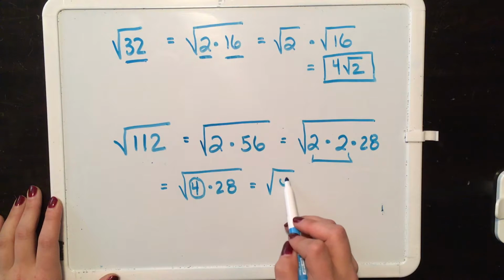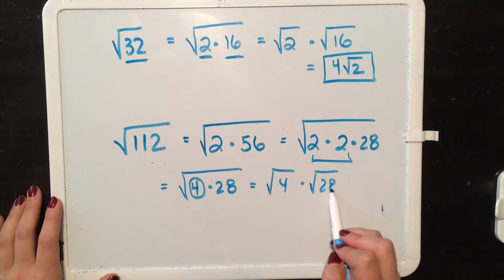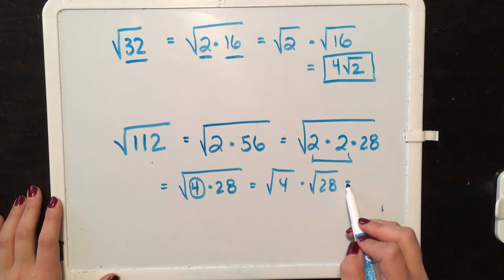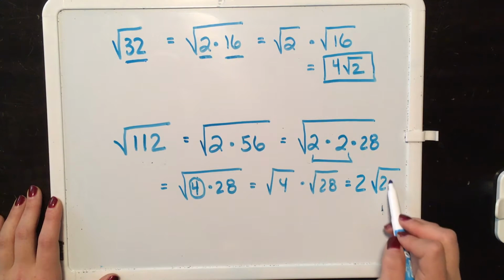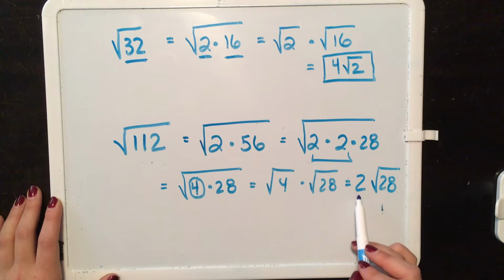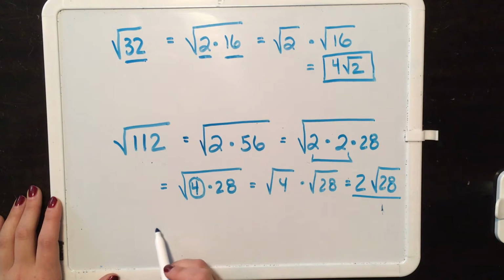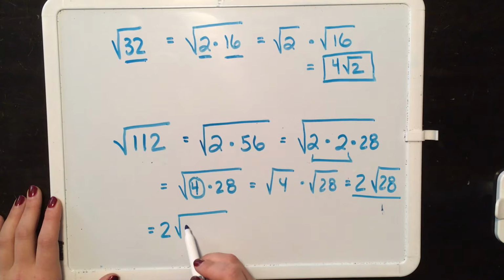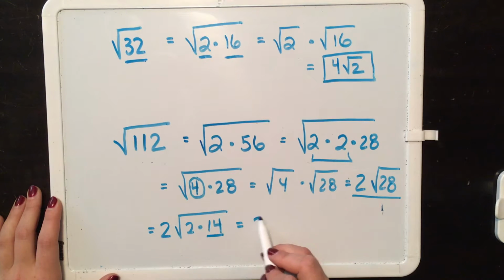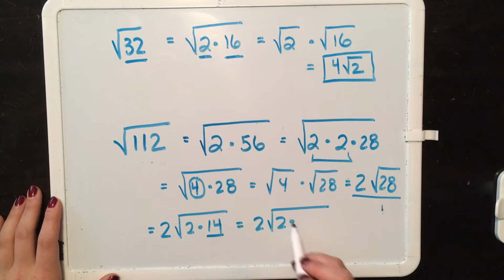We can break it up into two square roots. The square root of 4 is 2, and we leave the 28 inside. Now, we're not finished yet because 28 can be broken down again by 2. We're going to leave the 2, carry it down. 28 can be broken up into 2 times 14, and yet again 14 can be broken down as well. 2 root 2 times 14 breaks down into 2 times 7.